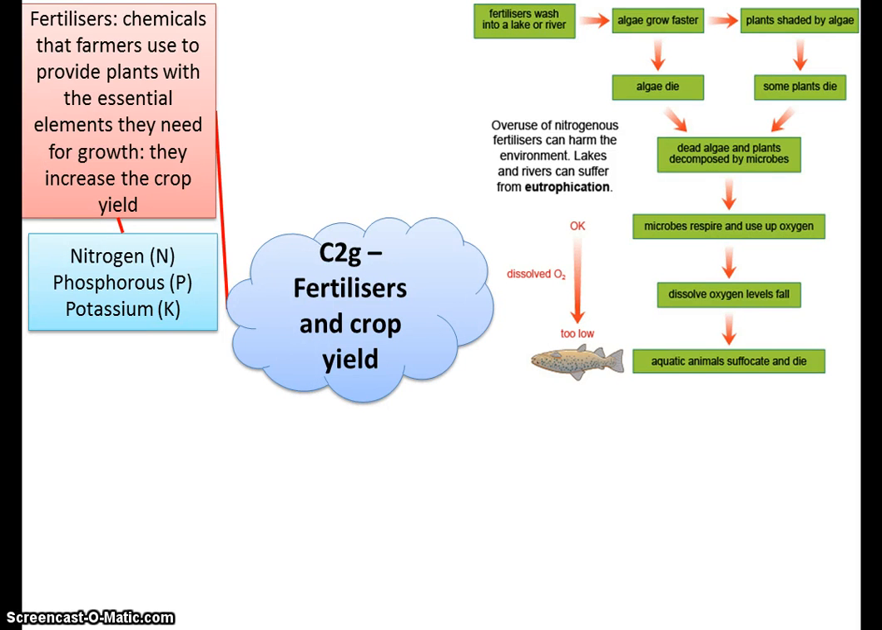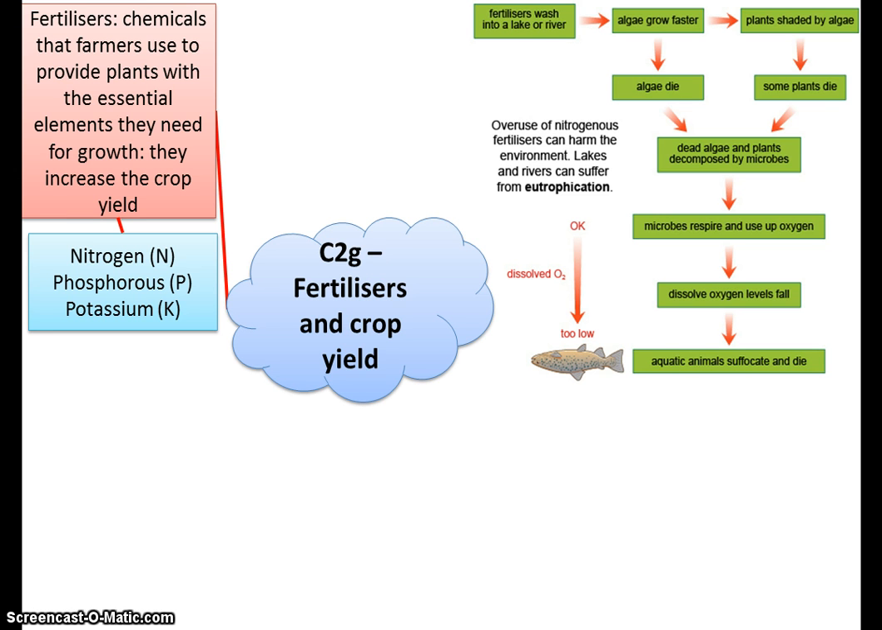Okay then, for this section we're going to be having a look at fertilisers, looking at their uses and also some of the problems that they can cause. Now, when we looked at the Haber process before, we looked at making fertilisers, but here we're actually looking at chemicals that the farmers use to provide the plants with the essential elements they need for growth to increase the crop yield. That's the whole point of using a fertiliser.